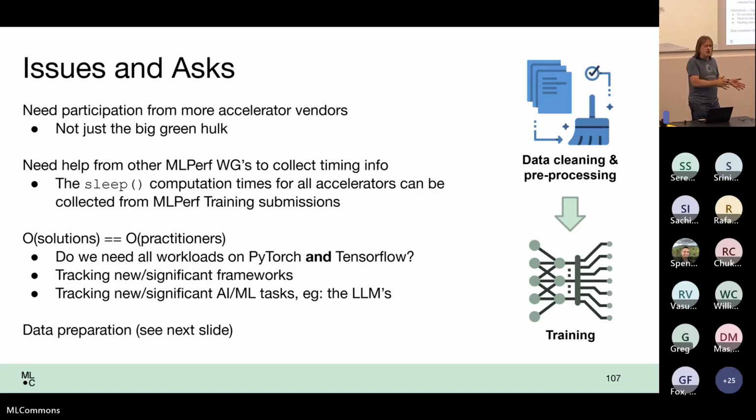NVIDIA has a particular view of the world, which is really important because they're the dominant vendor. But there are these other vendors that also have different views of the world, and making sure that we're accommodating them in terms of the benchmark and allowing them to show their advantages where they are different from NVIDIA, for example. It's harder because you have these very different architectures.